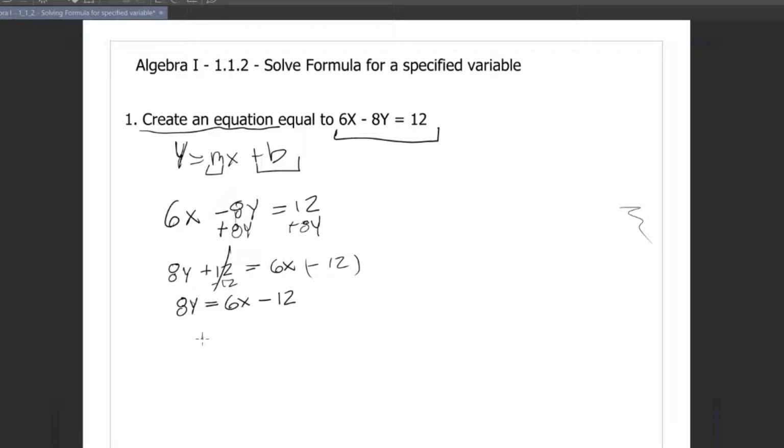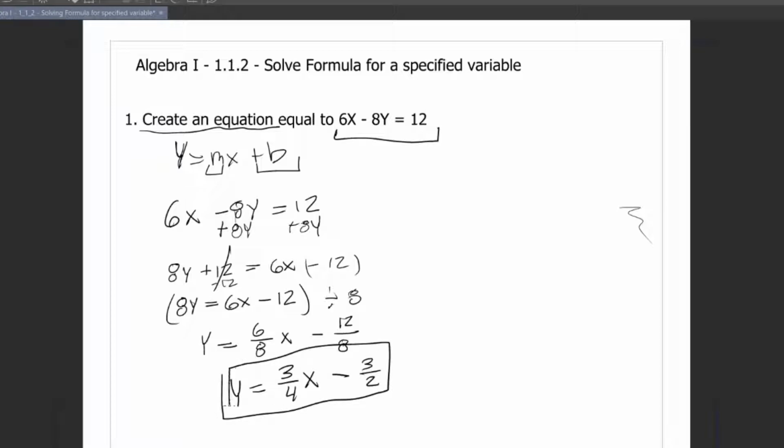Now we want to solve for y by itself, so we're going to have to divide this whole thing by 8, because that is a constant in front of y. So we have y equals 6 over 8 x minus 12 over 8. And you can simplify this all you want: 3/4 x minus 3 over 2. Yeah, that's the first question here.